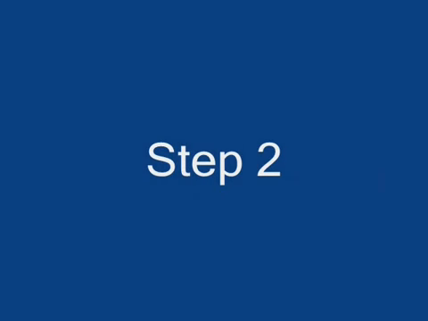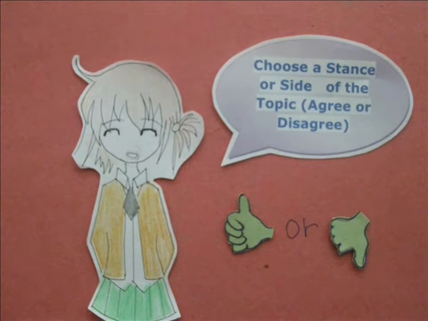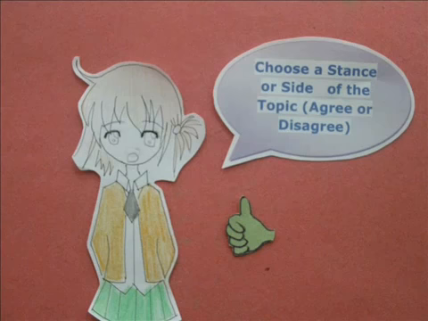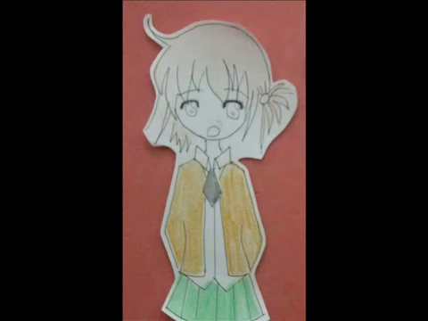Step 2. Choose a stance or side of the topic. Agree or disagree. Unlike news articles where you need to cover the stories of both sides, editorial boxes need facts and not just opinions so as to support your stance.